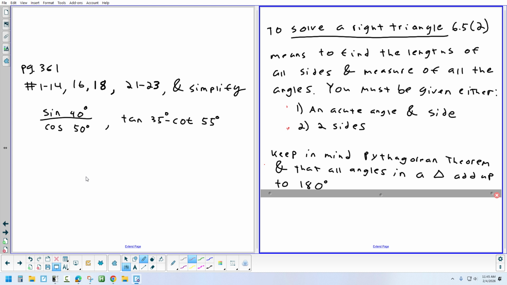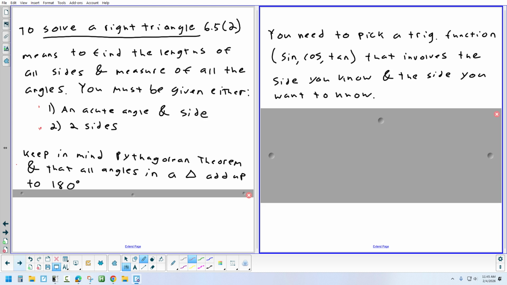What are the 3 trig functions we have buttons for on the calculator? 3 we do, 3 we don't. We have sine and cosine. Anything else? Tangent. Because we have sine, cosine, and tangent as buttons built into the calculator. Those are the only 3 trig functions we're using in this part.